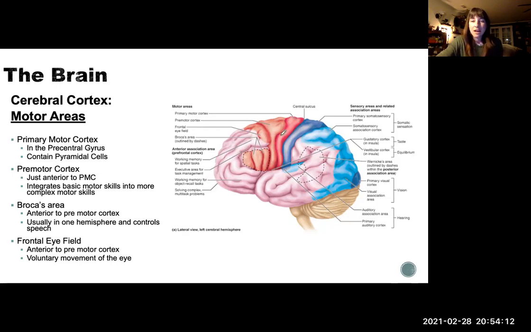So this is the first place where motor impulses leave the brain on their way to your body, wherever they are headed, right? So it's located on the precentral gyrus, which basically just means that it is pre, or before, the central sulcus here, which again divides the frontal lobe from the parietal lobe.